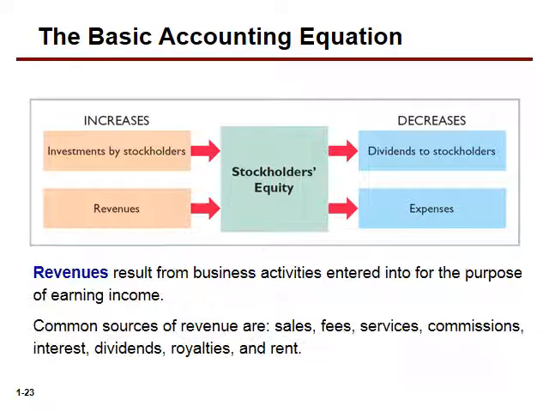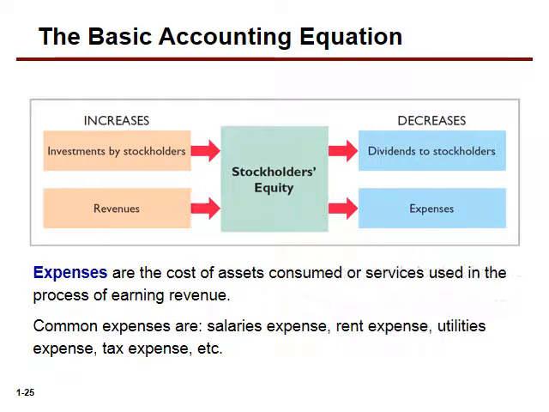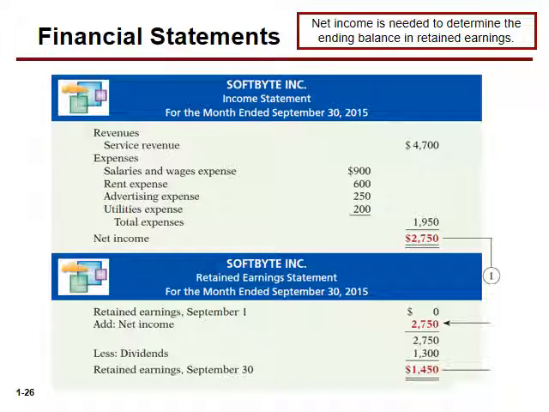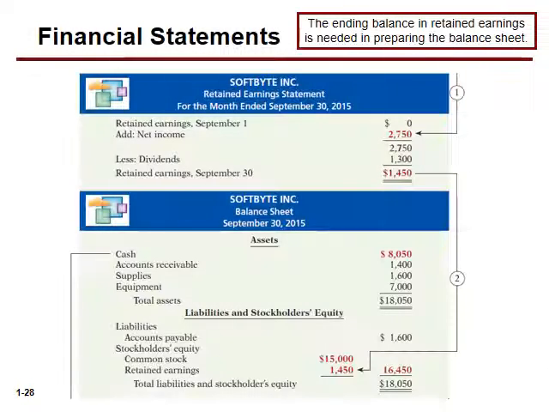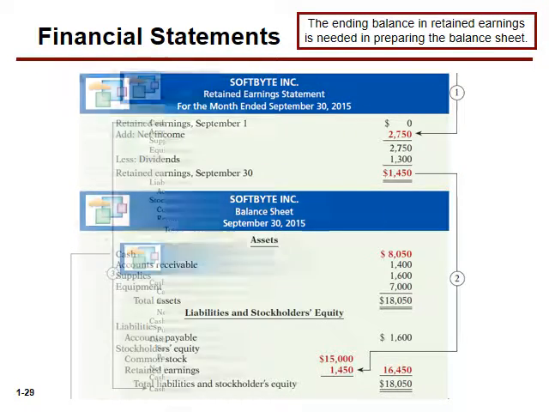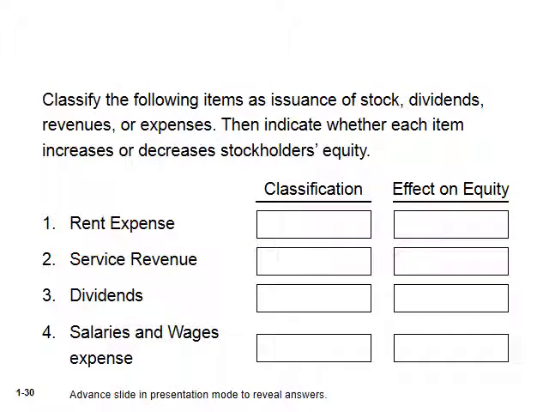Okay. So let's just go ahead and take a look quickly at those slides that we saw earlier, and this makes more sense to us now. Revenues minus expenses give us net income. Net income then flows down into our retained earnings, and our retained earnings flows down into our balance sheet, where it sits in the stockholders' equity, doesn't it? Okay, good.